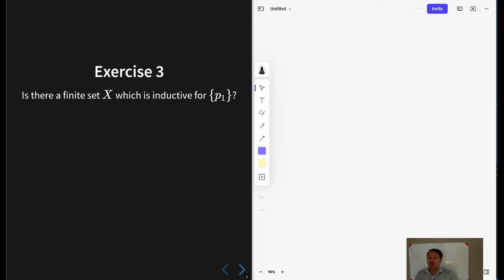Okay. Does there exist any finite set X which is inductive for this particular fixed choice of Y, the set P1? Can we find any finite X which is inductive for this Y? Well, intuitively, hopefully it's clear that the answer is no. In particular, we could just focus on negation because it's relatively easy to just use the unary operator when we can just talk about it.